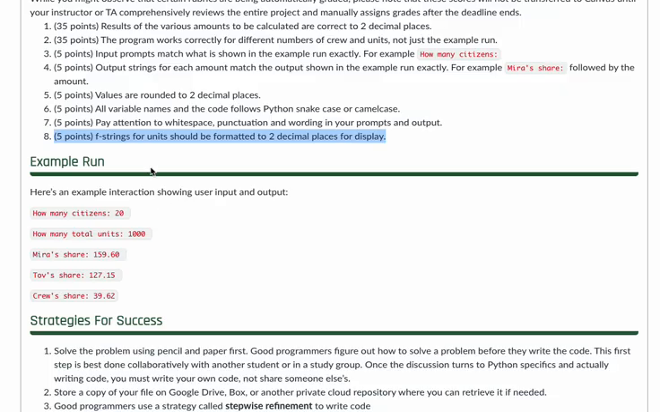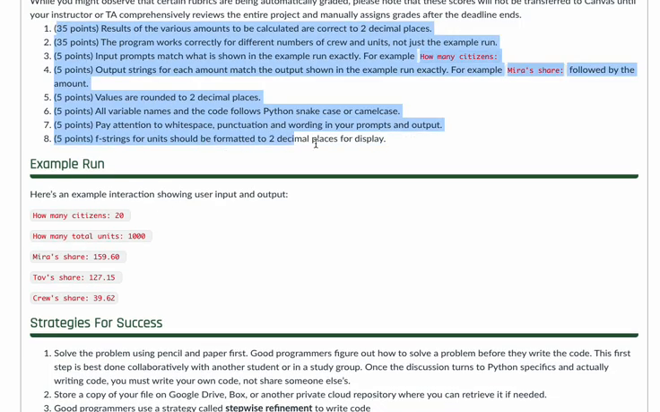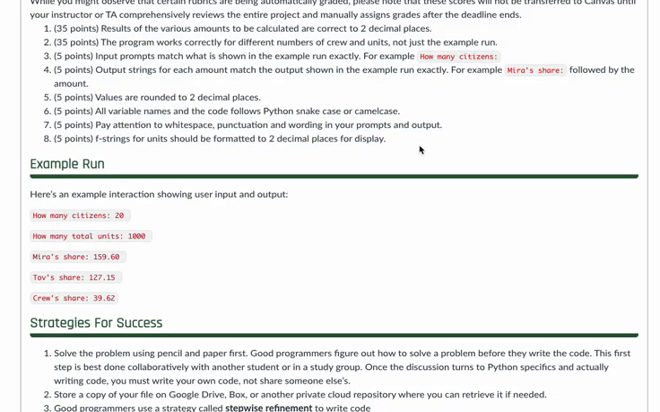So keep in mind, you need to read all of the rubrics. These are the required things, and your program needs to pass all of these rubrics. If it passes, then you will get 100 points. Otherwise, you may lose some points based on the unsatisfied rubrics.